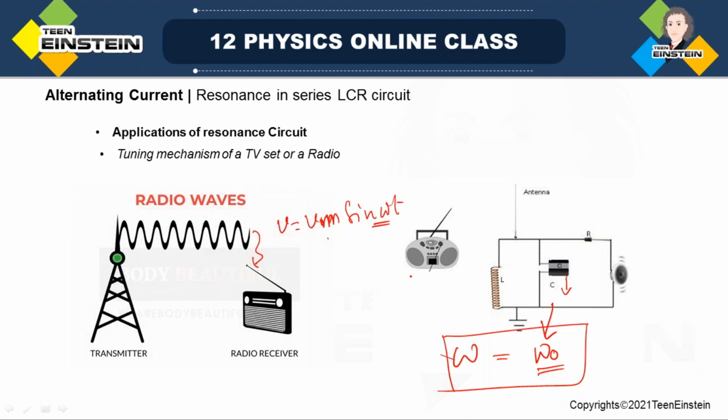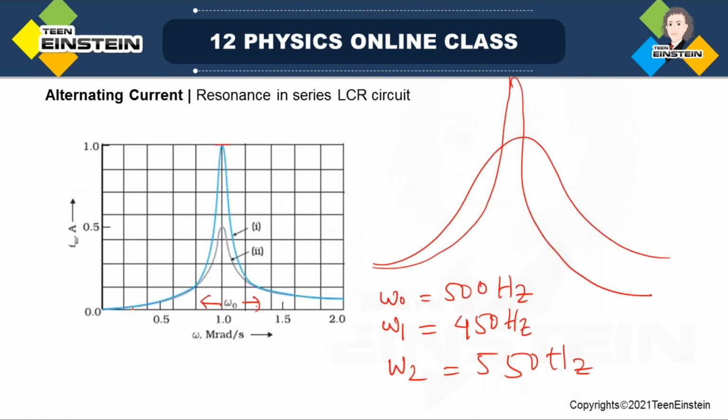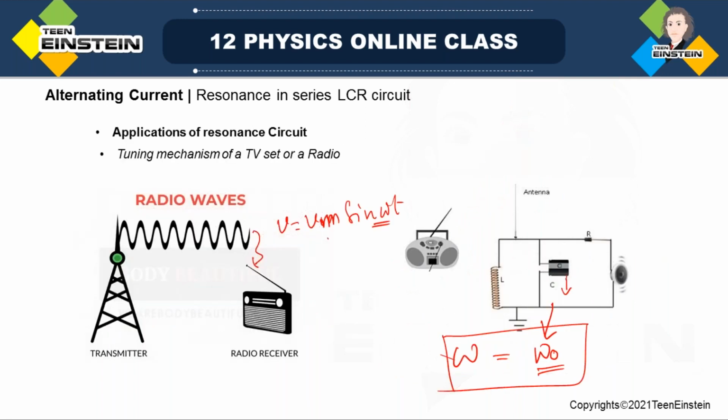As you can see in the resonance curve, if your frequency is somewhere on either side, the current is very, very less, so you cannot listen clearly. Radio waves can have frequencies in all ranges, but your radio has to be tuned such that it satisfies the condition for resonance for a particular radio wave at a particular time. So this is how it is applicable in our day-to-day life.